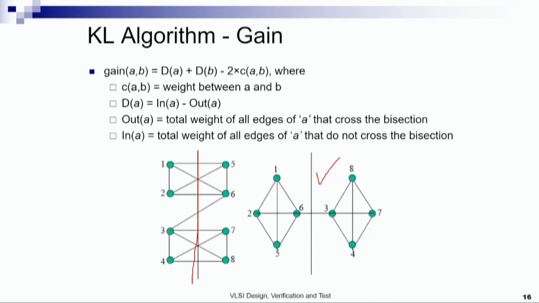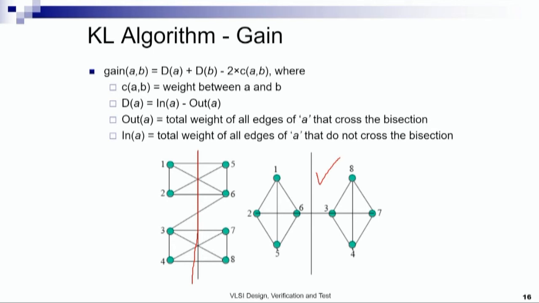Firstly, we need to understand how we choose vertex pairs and exchange them. So we said that at any point in time we choose that vertex pair that gives the highest gain. So how do we define a gain? The gain is defined as dA plus dB minus 2 CAB, where CAB is the weight between A and B. So it is the cost of the edge A comma B. What can this cost of the edge A comma B denote? It can denote, for example, the number of wires that interconnect the two blocks A and B.